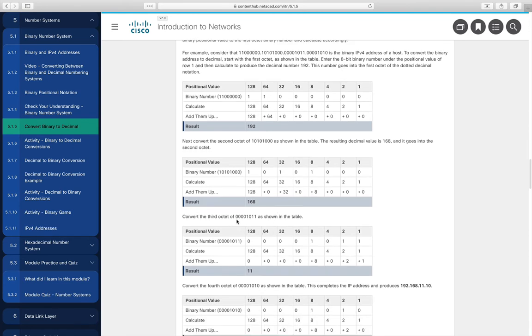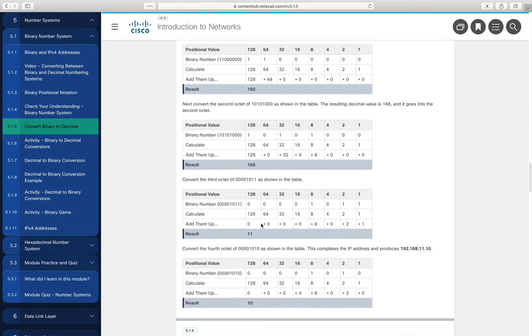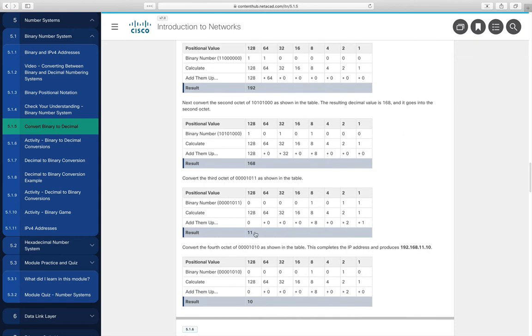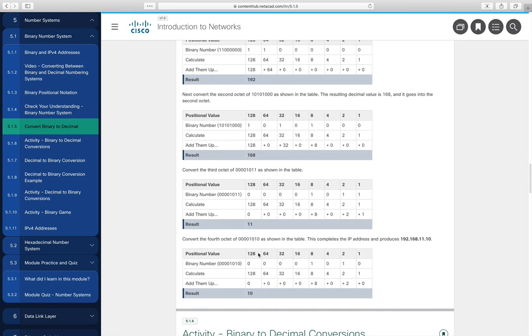The third octet, or the third byte, I think I mentioned this before, but octet means 8, or byte means 8 bits. Here we have 00001011. If we do this calculation, we have 8 plus 2 plus 1, which is 11. And then finally, the last octet we calculate here, we get a value of 10.